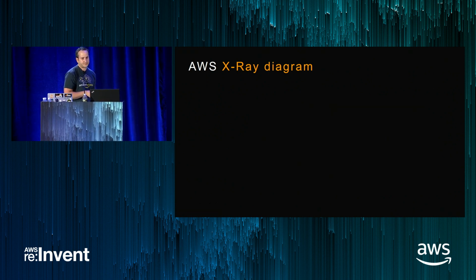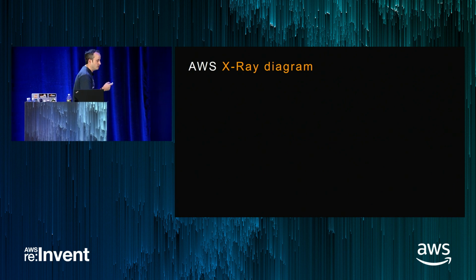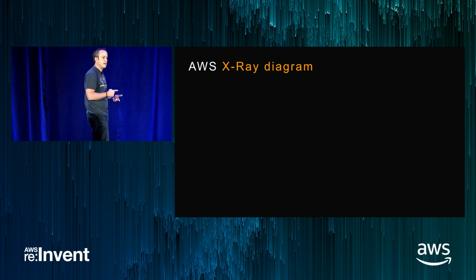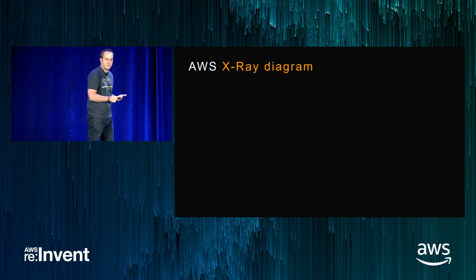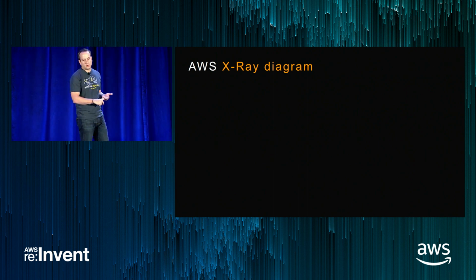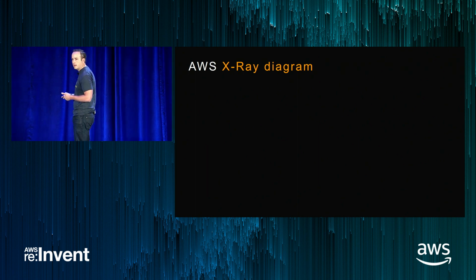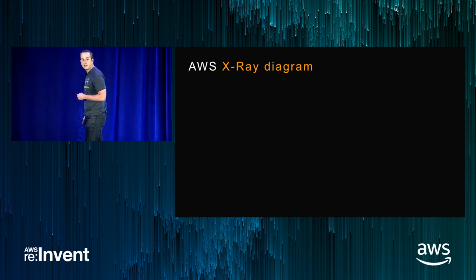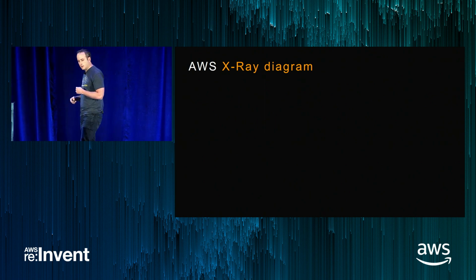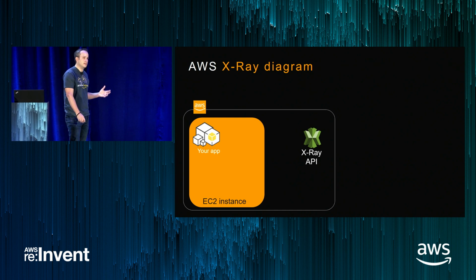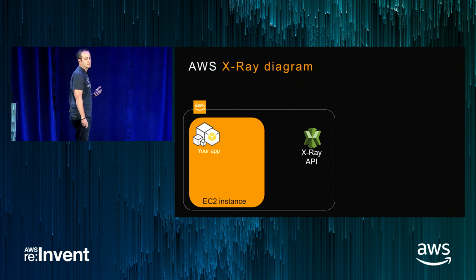So how do you use X-Ray in your apps? We talked about sending custom metrics to your UDP daemon. We talked about sending your logs to CloudWatch by using the CloudWatch Logs Agent. How do you send tracing information to X-Ray? Same scenario. You have your application running on an EC2 instance in your AWS account.